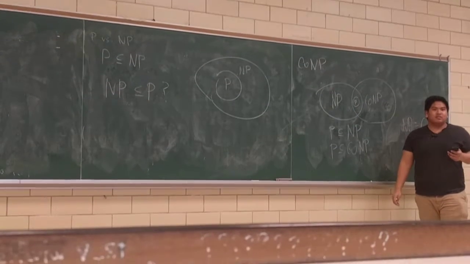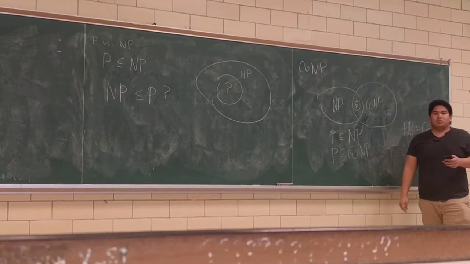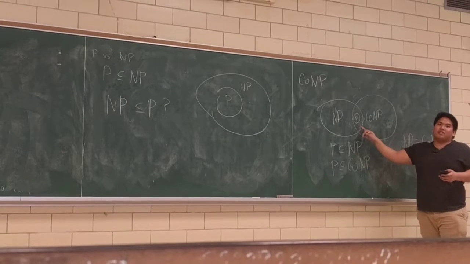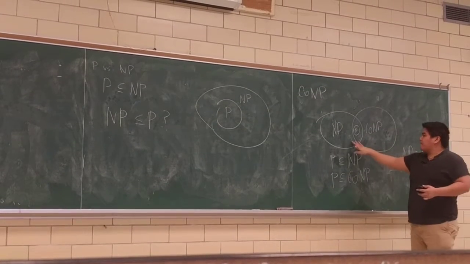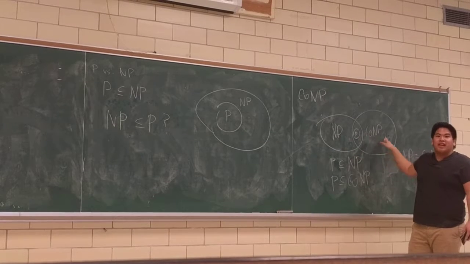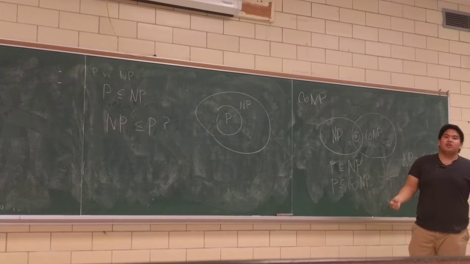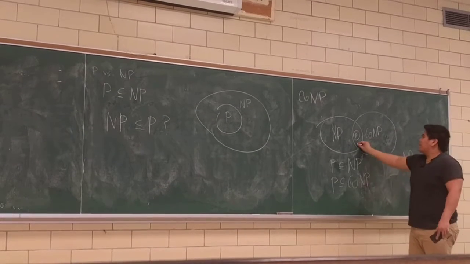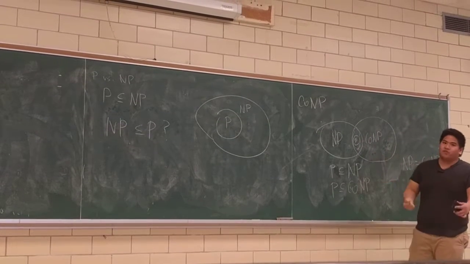But what are the regions that do not coincide with P but are in the intersection? What do those regions in this graph mean? Basically, both yes and no instances can be verified in polynomial time, but the actual problem might not be solvable in polynomial time. Yes and no instances can be verified in polynomial time, but we don't know if the problem can actually be solved.